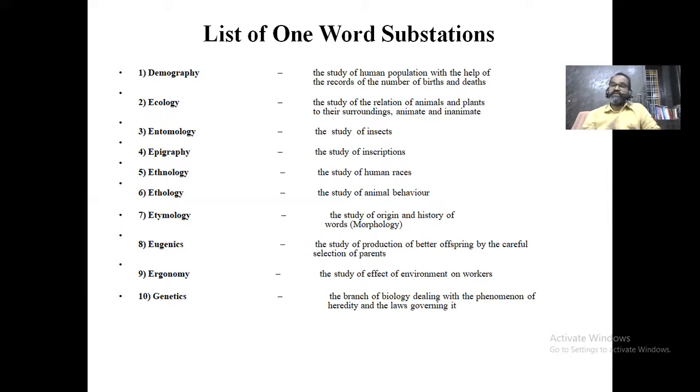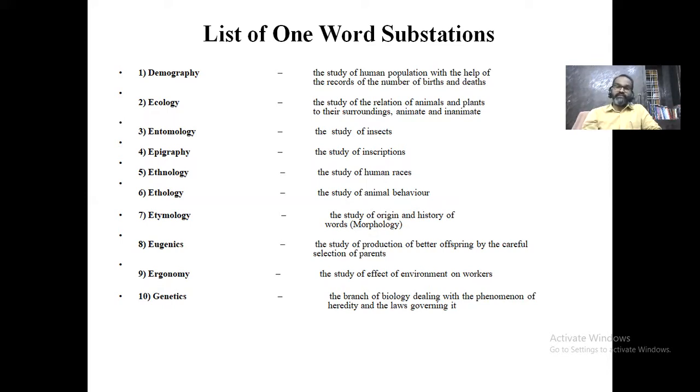Ethnology is the study of human races. There are many races, Aryans and Dravidians and many others. If a person is going to study that, it's different. Sociology is different again, and anthropology is different. What is anthropology? Anthropology is the study of human evolution from the beginning to now.